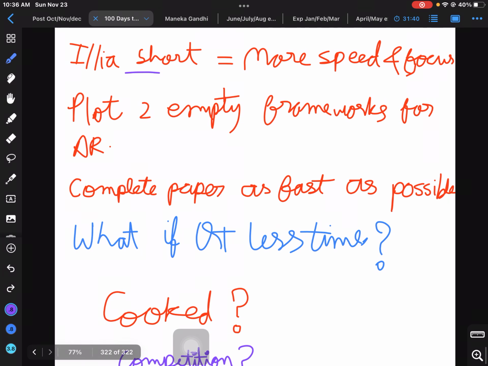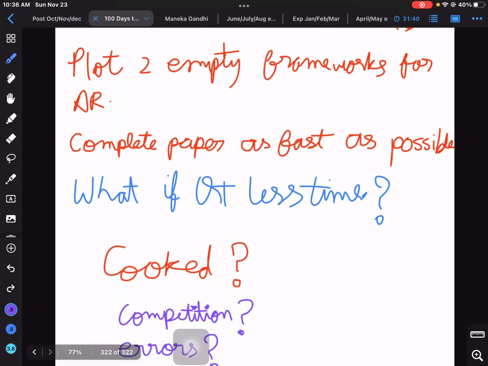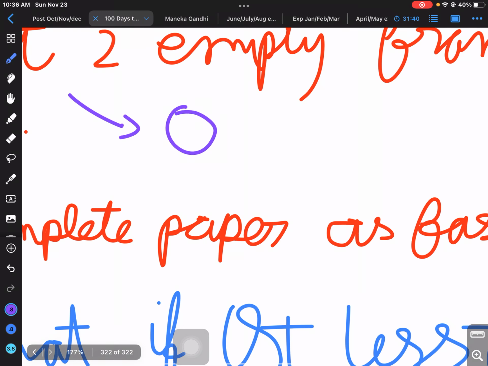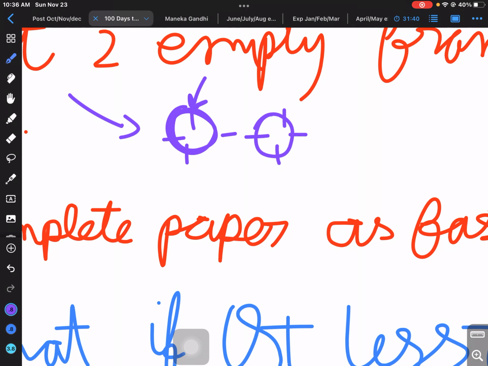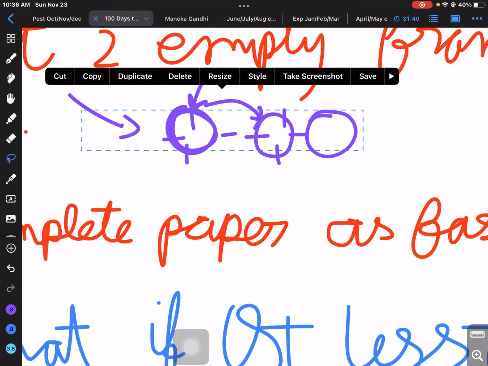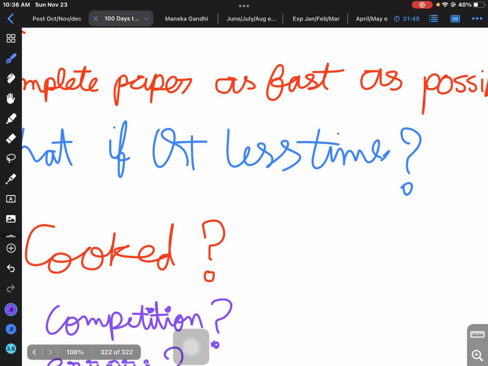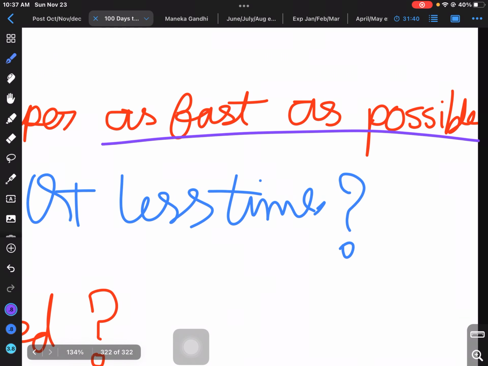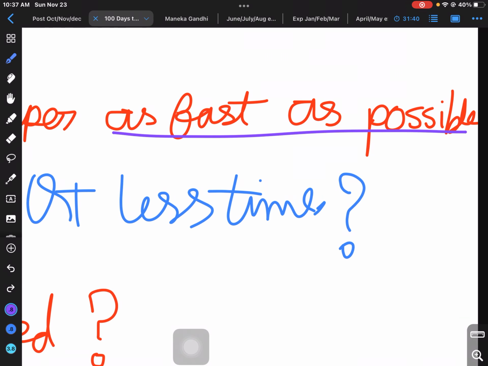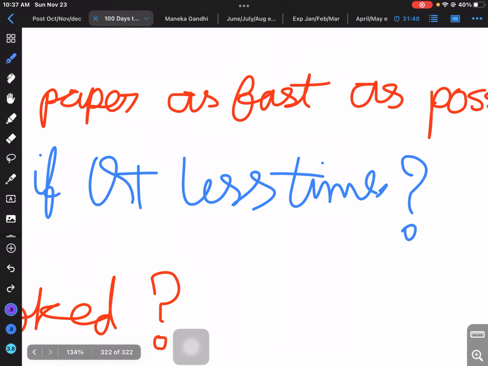Okay, this is something you won't understand. And yeah, plot two empty frameworks for analytical reasoning. So what this means is whenever I'm doing AR, suppose if it's a seating arrangement question, I'll just plot two circles, and when I am doing this here, and if I don't get the answer, I could quickly shift to the second projection without breaking that flow of drawing it again. So this would help us to keep that flow. So that is what I have decided to do for analytical reasoning, and complete the paper as fast as possible. This would be my aim for all of the next mocks. I'll tell you the reason in the next point.